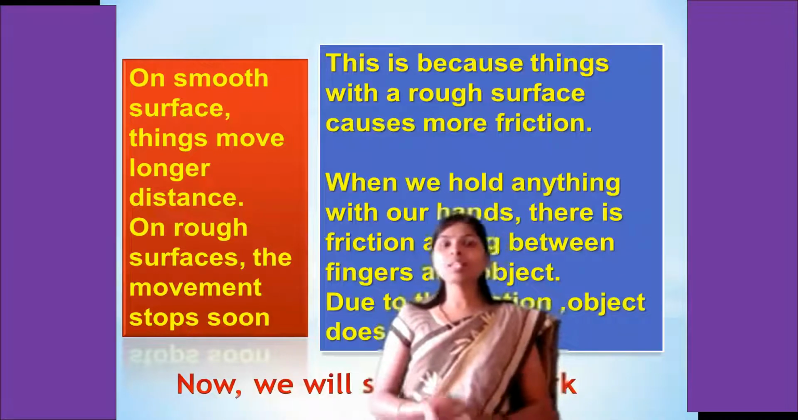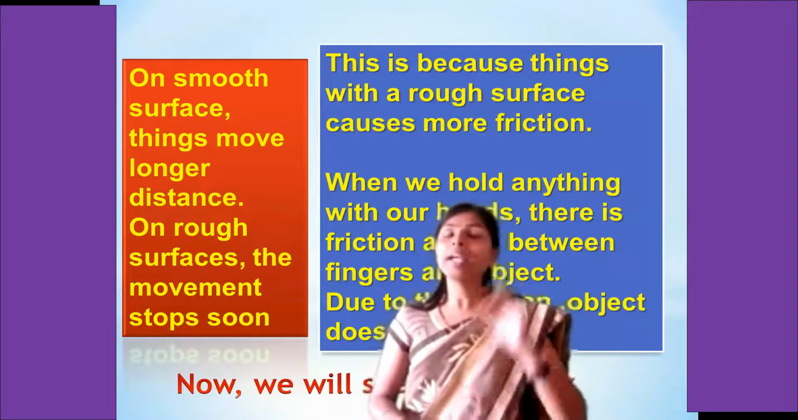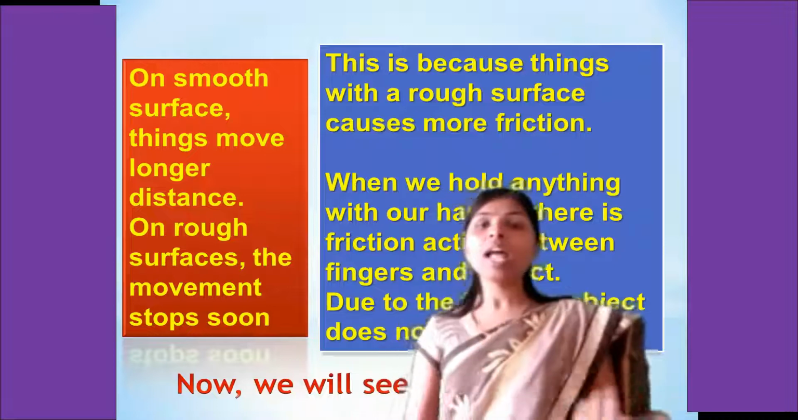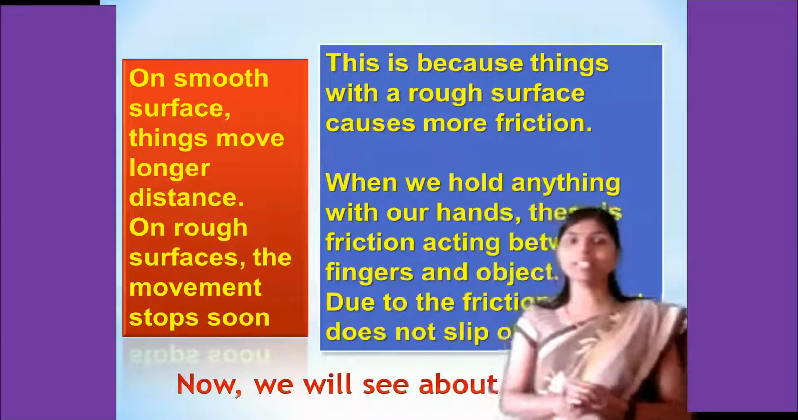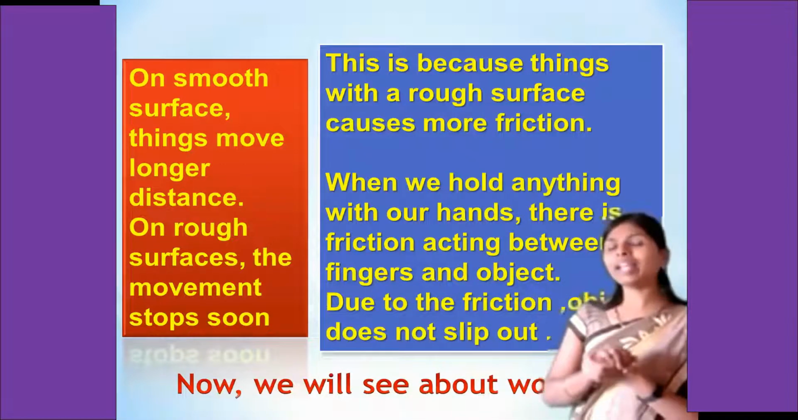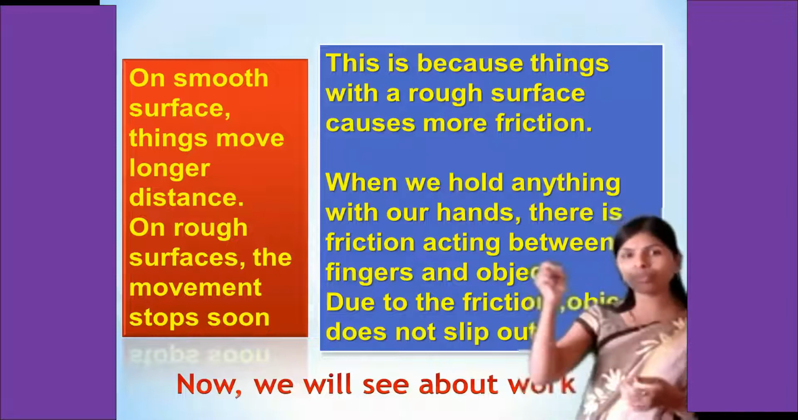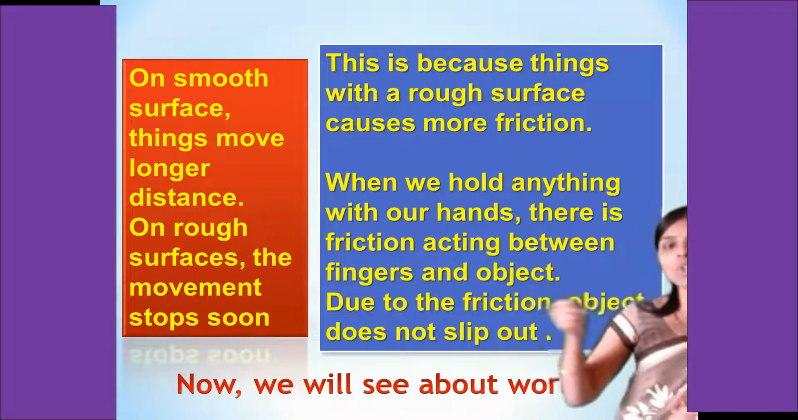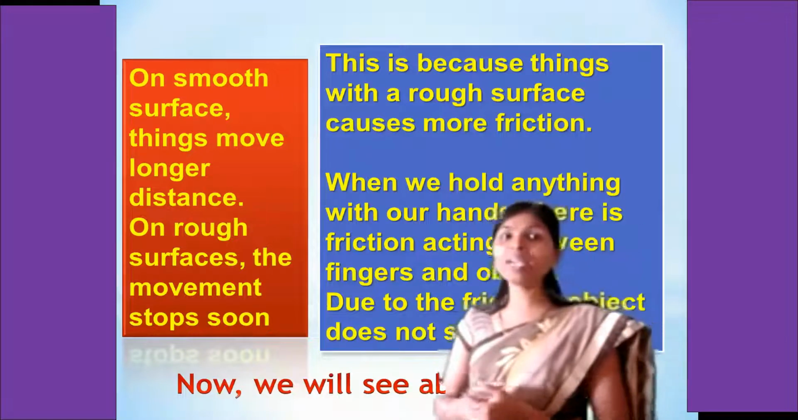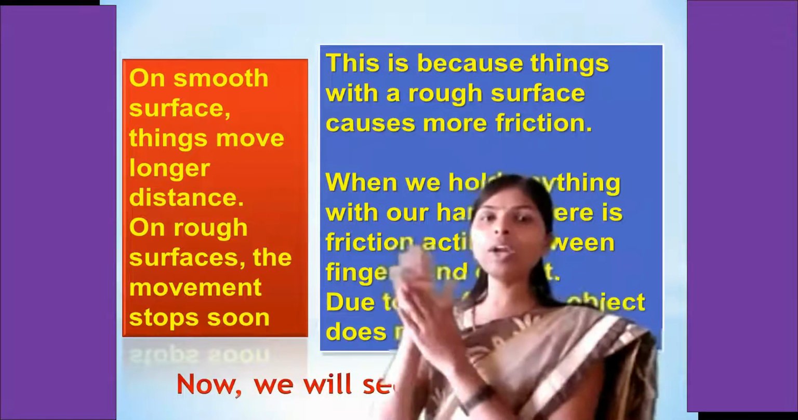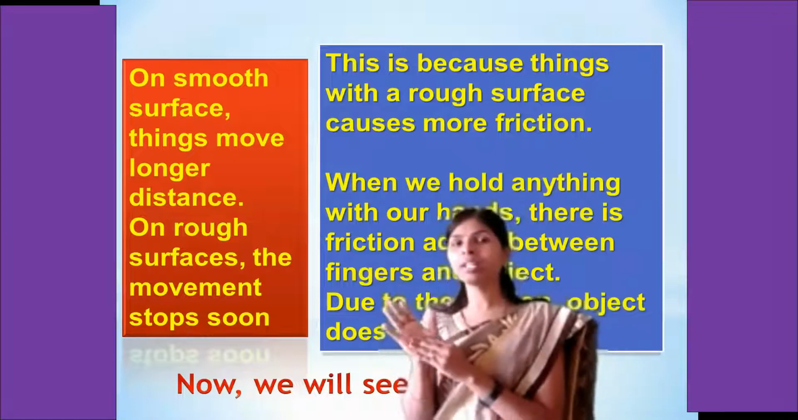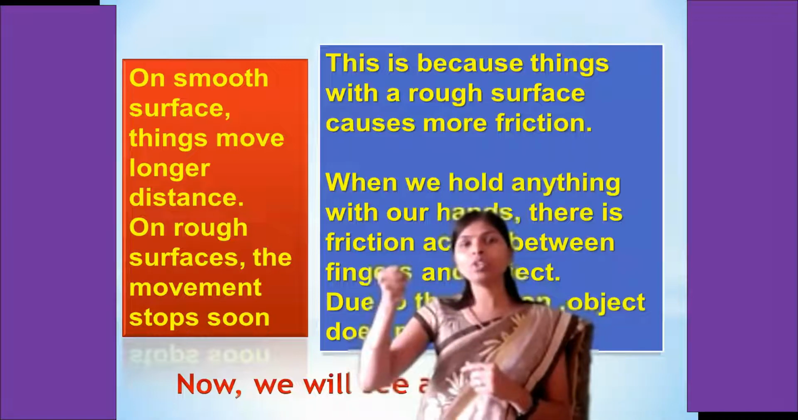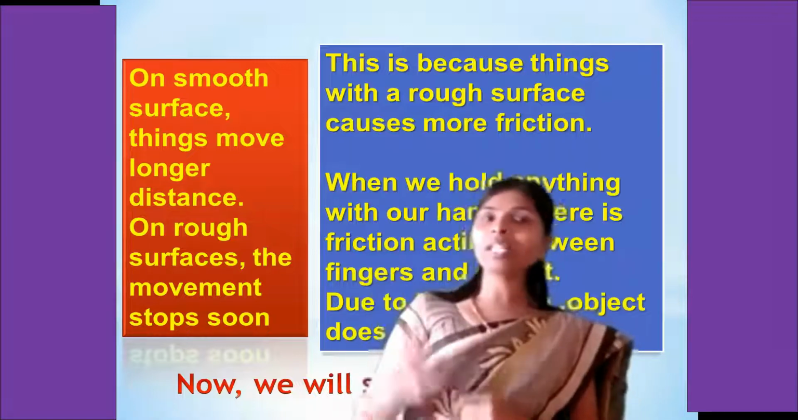This is because things with a rough surface cause more friction. And when we hold anything with our hands, there is friction acting between our fingers and the object, and due to the friction, that object does not slip out. Okay, and if I have applied oil on my hand, we cannot hold any object for a longer time, it will slip down.